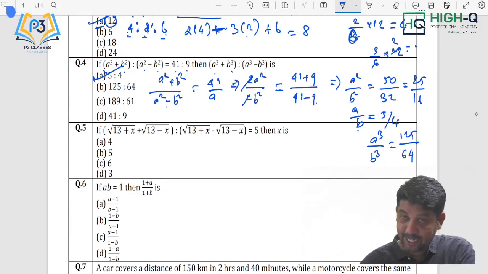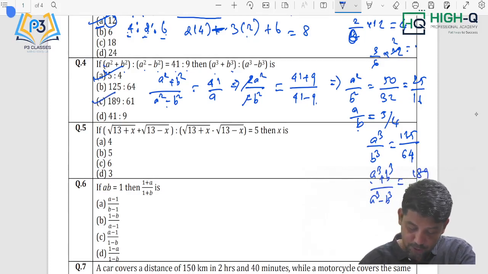So what is it? Again componendo dividendo. (a cube plus b cube) divided by (a cube minus b cube) is equal to (125 plus 64), which is 189, divided by (125 minus 64), which is 61. So our answer is option C.